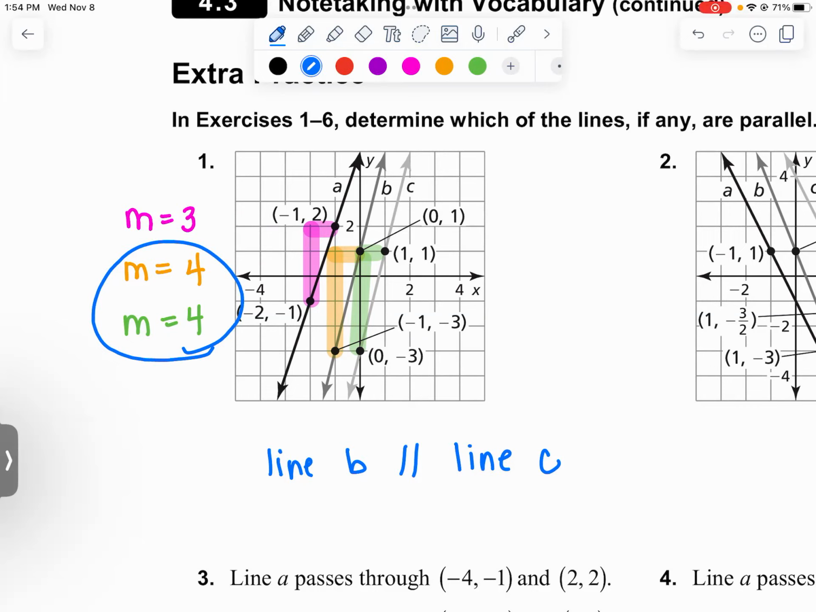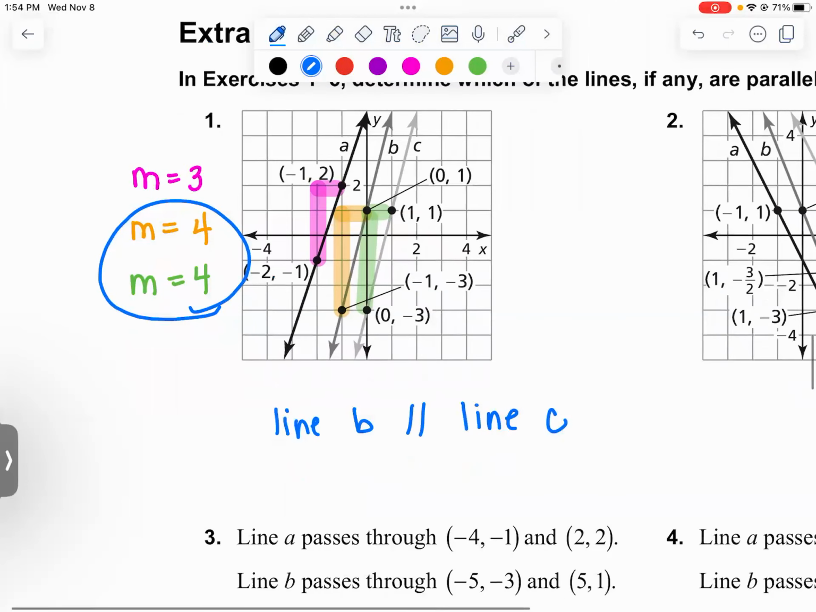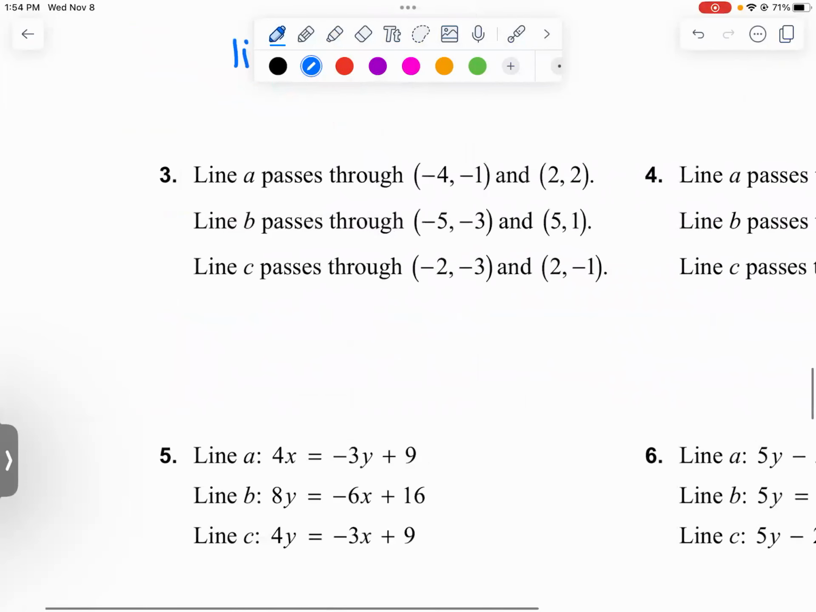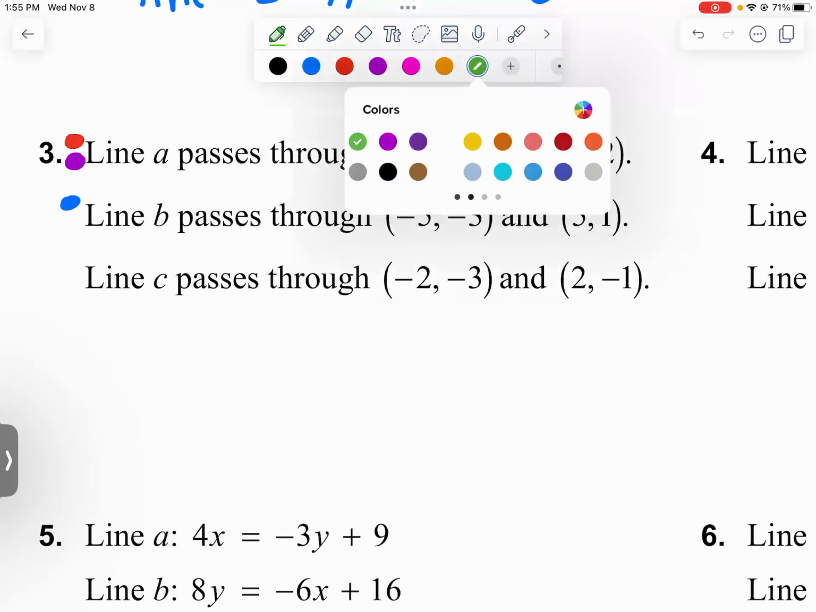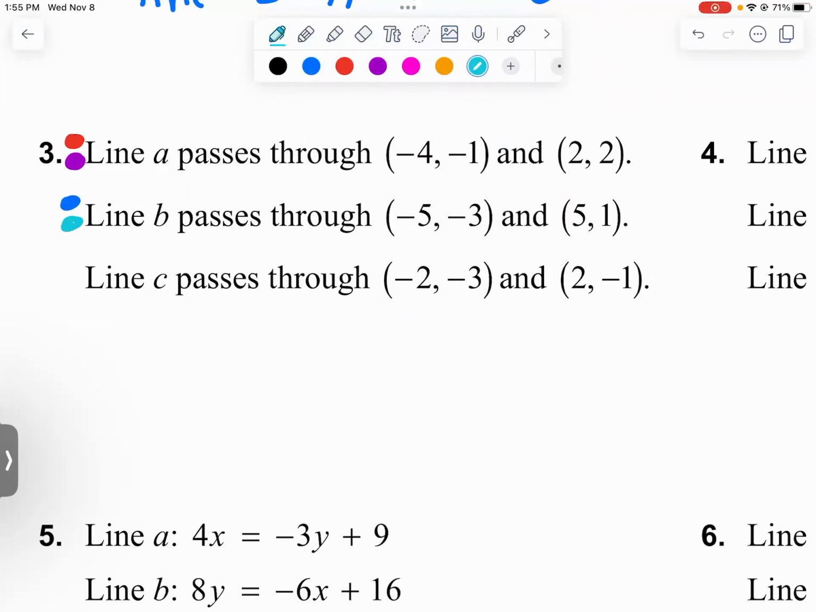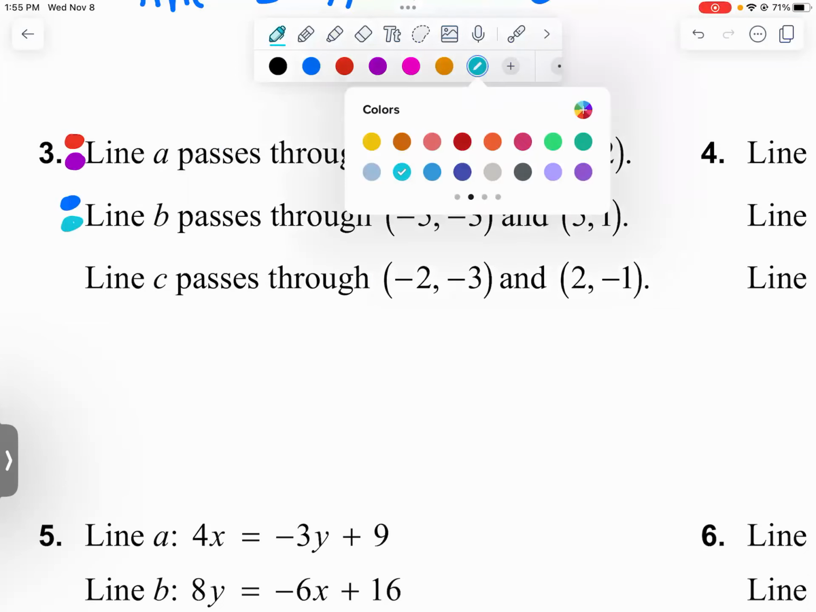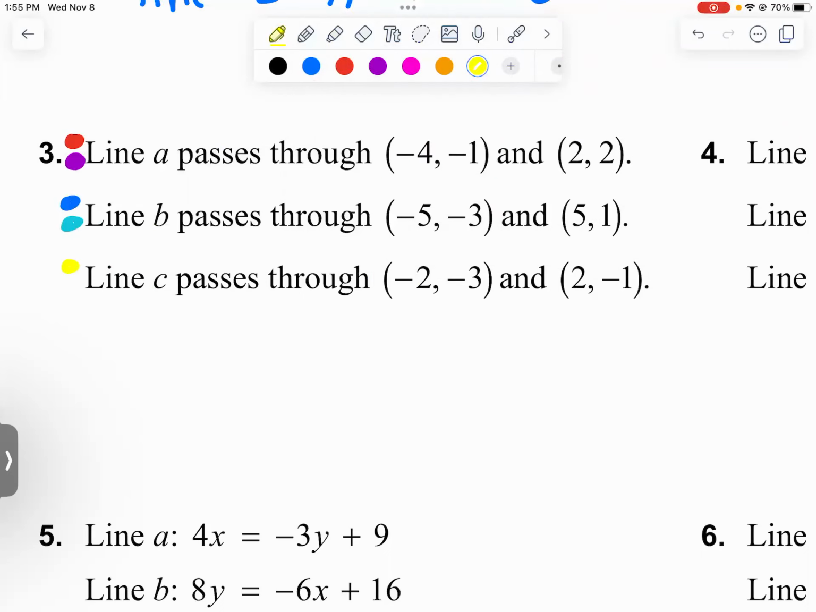All right, we are going to work together on number 3. Okay, this is what we're gonna do. If you are in the red or purple table, I would like you to find me the slope of line A. So red or purple table, okay? My blue and teal table, you are gonna find me the slope of line B, and then my yellow and my green table, you're gonna find me the slope of line C. Ready, set, go.